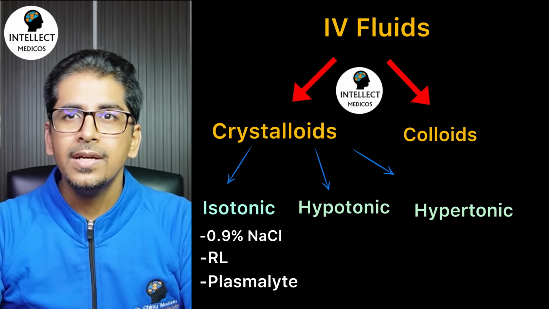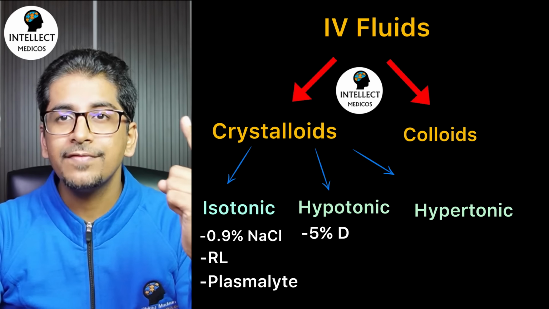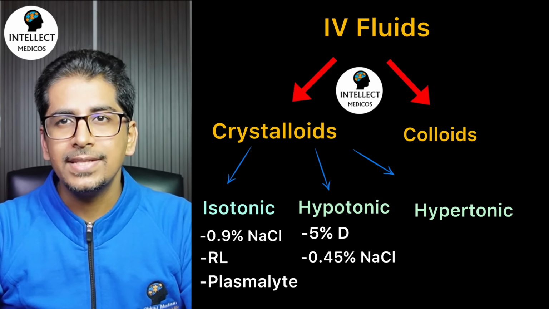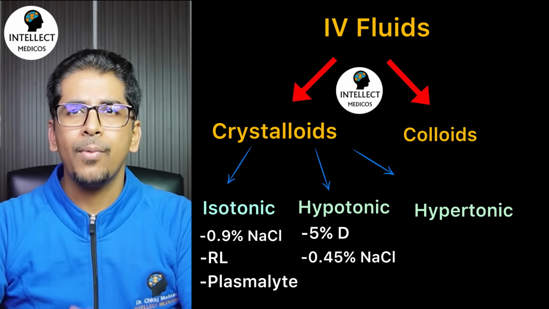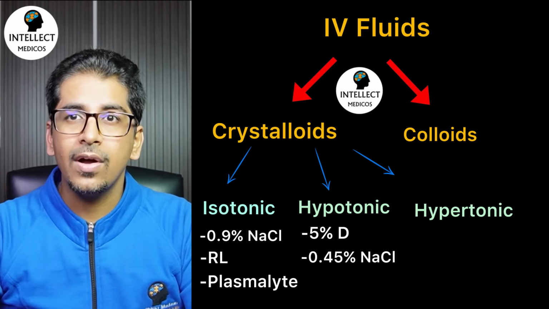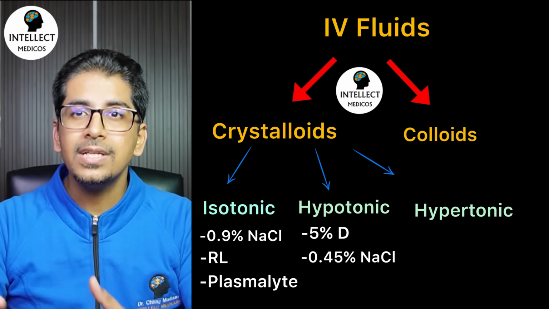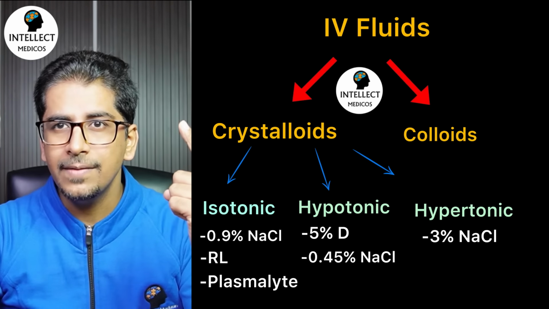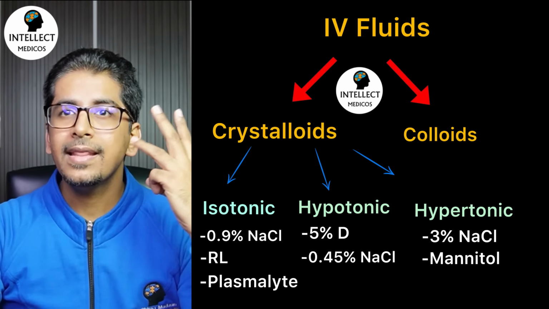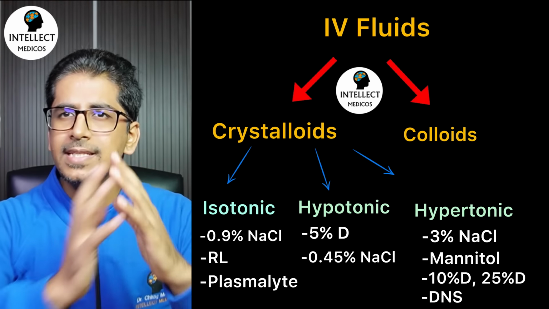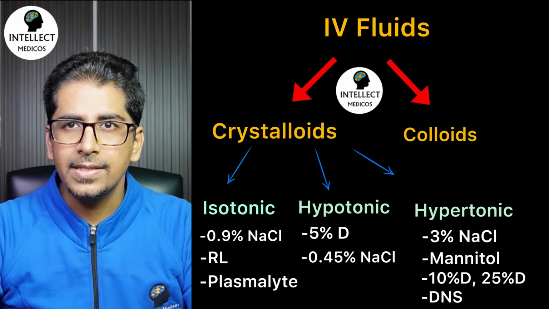Now, among the hypotonic fluids, one is 5% dextrose. Second is 0.45% NaCl, or it can be 0.225% NaCl. The third category is hypertonic. They have more tonicity compared to our plasma, and these include 3% NaCl, mannitol, and then 10% dextrose as well as 25% dextrose. So this is how we categorize crystalloids, and they are the small molecules.